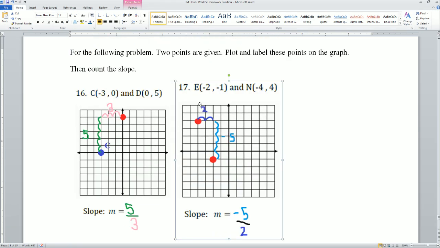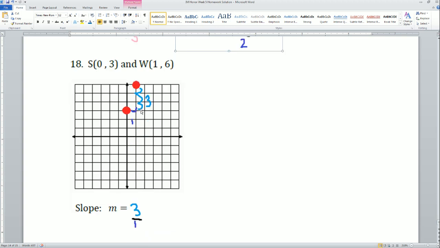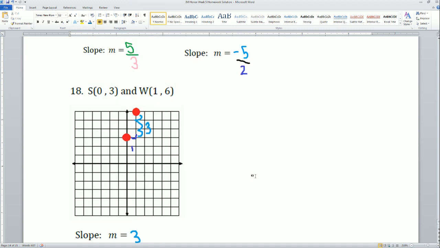Same thing for 17 here. I did that. The slope here was -5 over 2 because you're going down 5, right? Because down is negative on the y-axis. Then you're going to the right, which is 2. Okay, good. Here I labeled the points again, right? S at 0, 3. W is 1, 6, right? You want to do your y first, which is up 3, then across 1. That is why it's 3 over 1. There you go. Those are all your homework solutions.